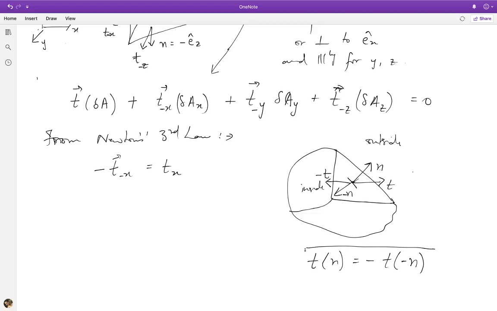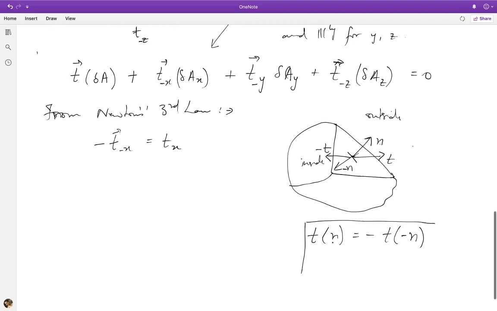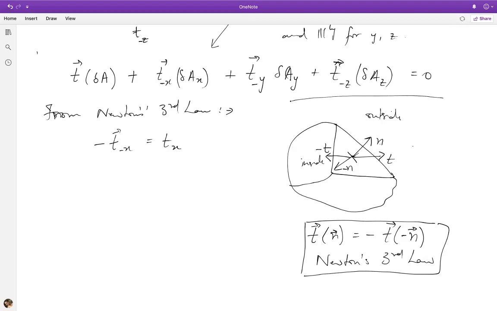and this follows from the way in which we define n. Let me just put up my vector arrows. Yes, the way we define n and Newton's third law. I hope that clarifies things a bit. Alright, so that was a brief aside.